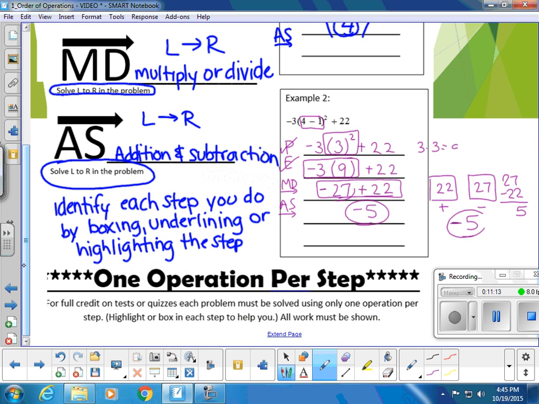One little note down here at the bottom of your notes, I wanted you to see this. One operation per step. Don't try to do multiple operations. And for full credit on tests and quizzes, each problem must be solved using only one operation per step. And I want you to highlight, box in, or underline to show what you're doing.